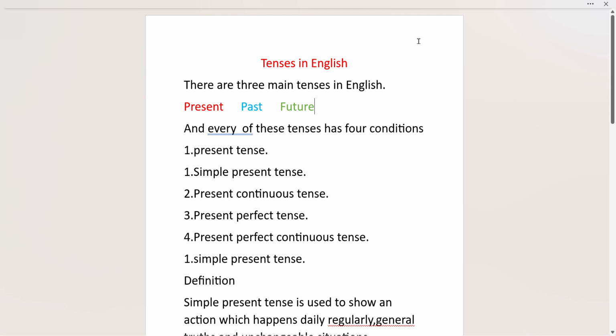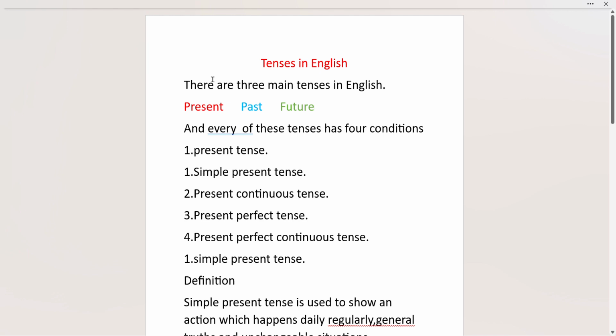Today I want to teach you something amazing. This is about the tenses, how to make a sentence correctly, and how to know whether a sentence belongs to the past, present, or future, to which time. So I'm going to teach you today, and I hope you learn something.